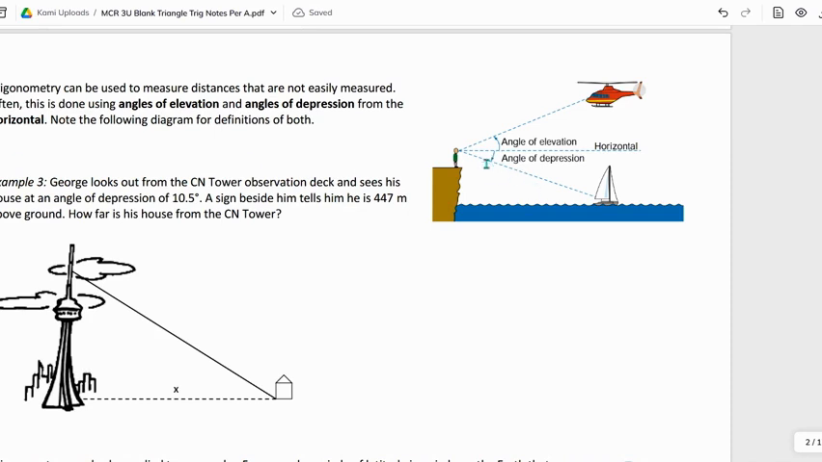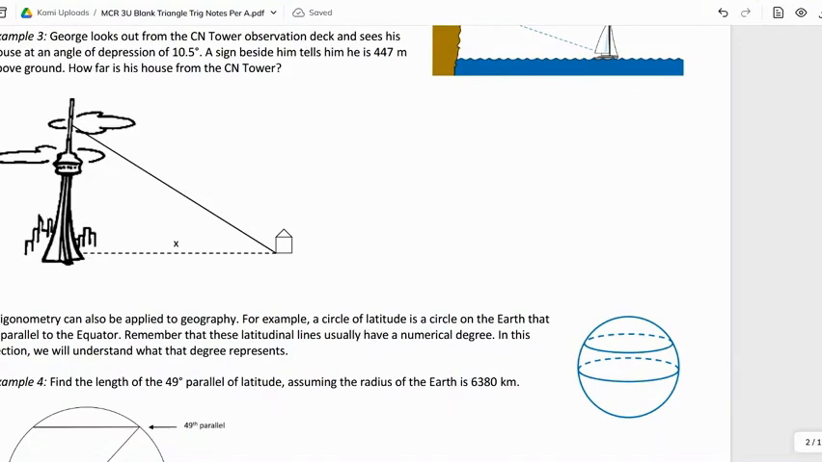So the mistake that is often made is that when you label the angle of elevation, it's not touching the horizontal. The angle must touch the horizontal. George looks out from the CN Tower observation deck and sees his house at an angle of depression of 10.5 degrees. A sign below tells him he is 447 meters above ground. How far from home is the CN Tower?